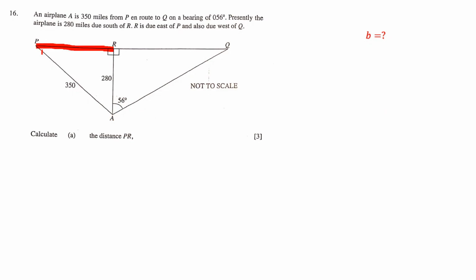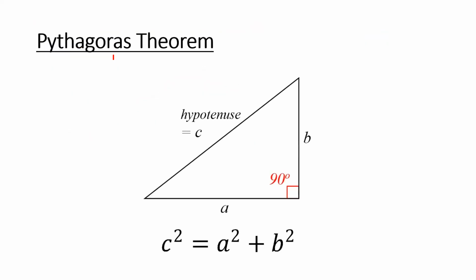Notice here that we are given two sides. We are given 350 and we are given 280. So to figure out what this side is, a good hint is that this is a right triangle. So that means that you need to just use Pythagoras theorem. What is Pythagoras theorem? Pythagoras theorem is the way that we could find different sides on a right triangle. And it says that c squared is equal to a squared plus b squared, where c is the hypotenuse or the longest side.